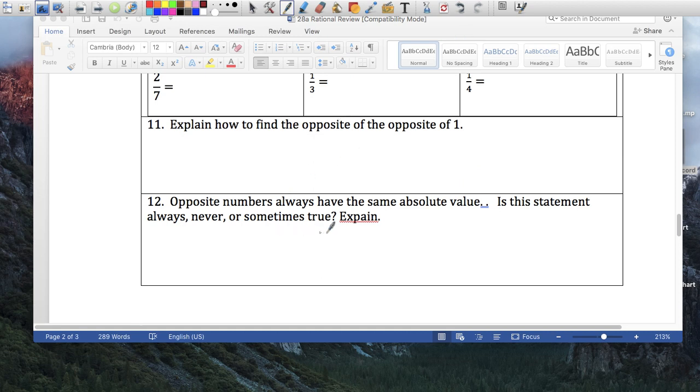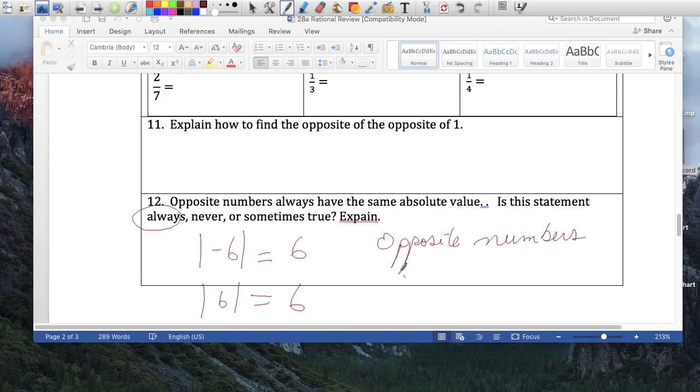Opposite numbers always have the same absolute value. Is this statement always, never, or sometimes true? Okay, so let's pick an example. Negative 6, right? The opposite of negative 6 is 6. Would these two have the same absolute value? Well, the absolute value of negative 6 is 6 because it's 6 units away from 0. The absolute value of 6 is also 6 because it's also 6 units away from 0. So you pick any other 2 numbers, you'll notice that you have the same thing happening over and over. So in this case, that statement is always true.